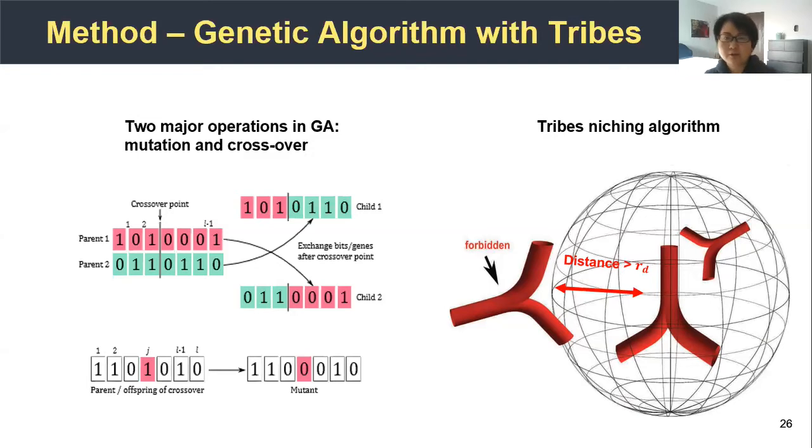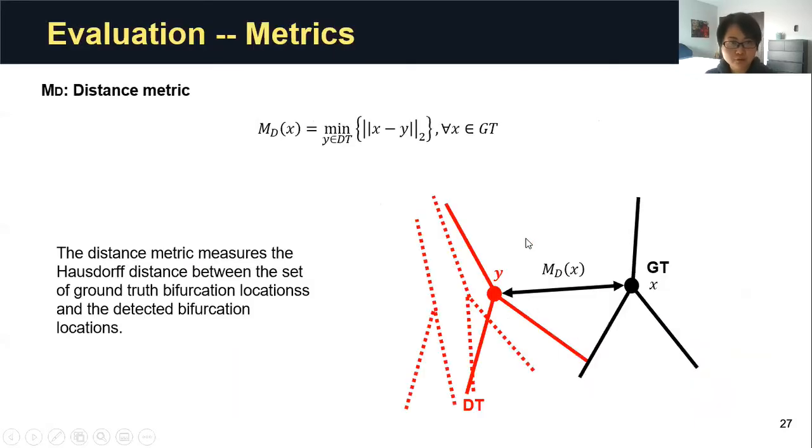So the tribes niching algorithm, the core idea is like this. The tribes should be limited within a certain distance, and if any population or any 3D model is above a certain distance from the center of the tribe, then we forbid this kind of either crossover or mutation. So that's how we form the tribe.